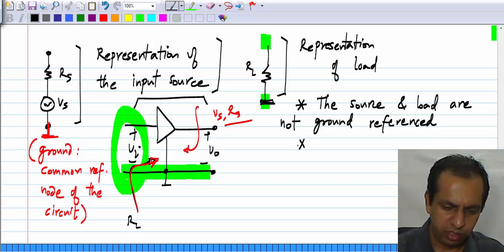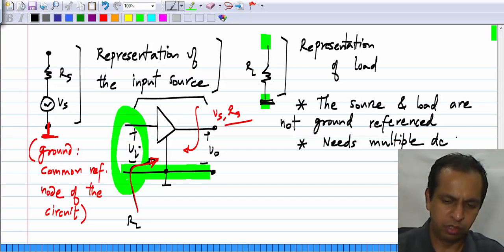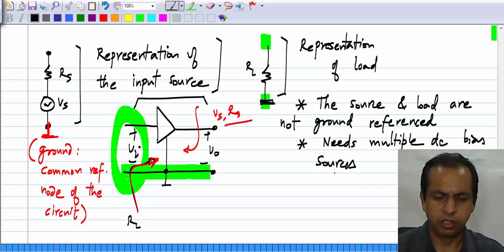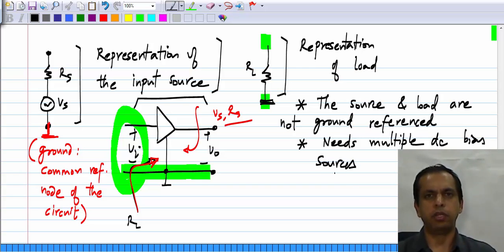And secondly, it also needs multiple DC bias sources, and this is again highly undesirable. You would like to have a single supply voltage source from which you derive all of the DC bias values that you want. Okay. So, we will see how to solve these problems in following lessons.